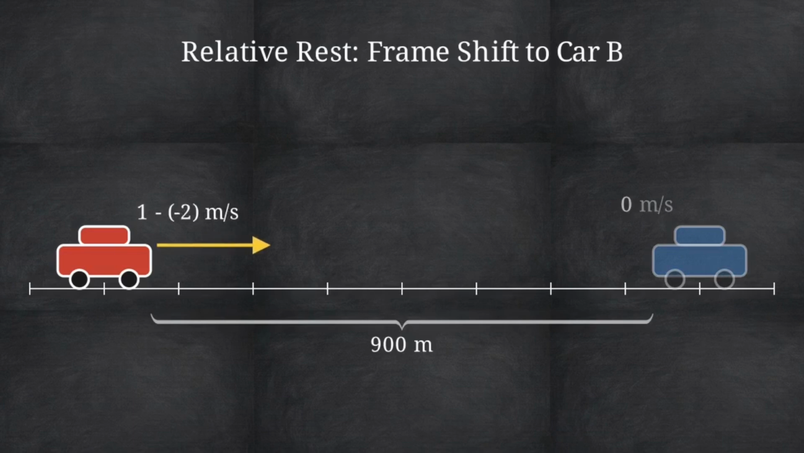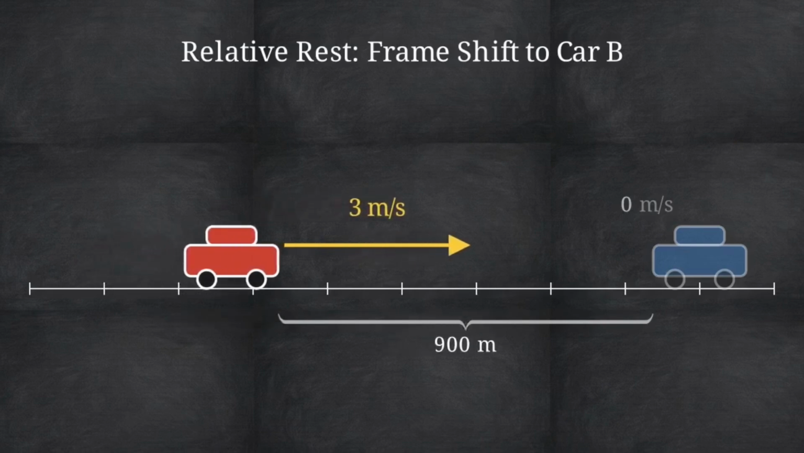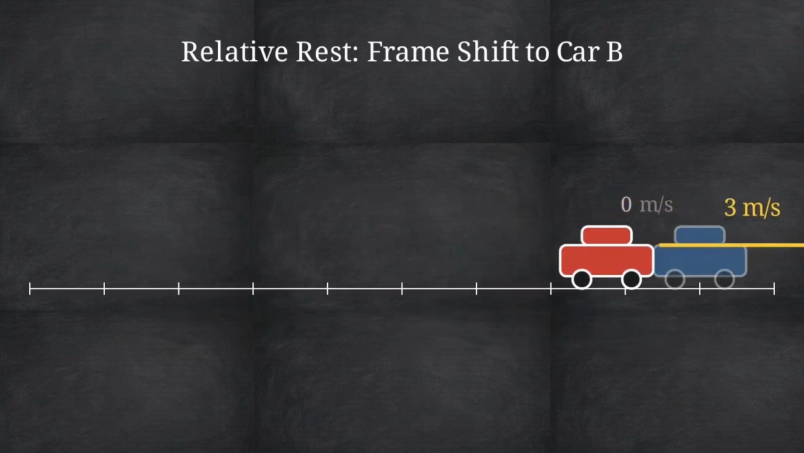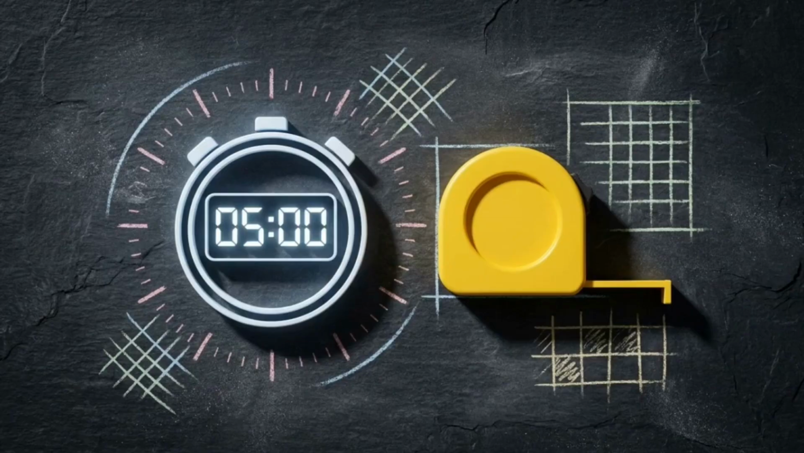Because they move in opposite directions, car A's relative vector mathematically combines the two speeds. Car A now holds a single relative velocity of 3 meters per second. The 900-meter gap between them is now closing at a single, highly predictable rate. The calculation is immediate. Time equals relative distance divided by relative speed. 900 divided by 3 yields exactly 300 seconds.